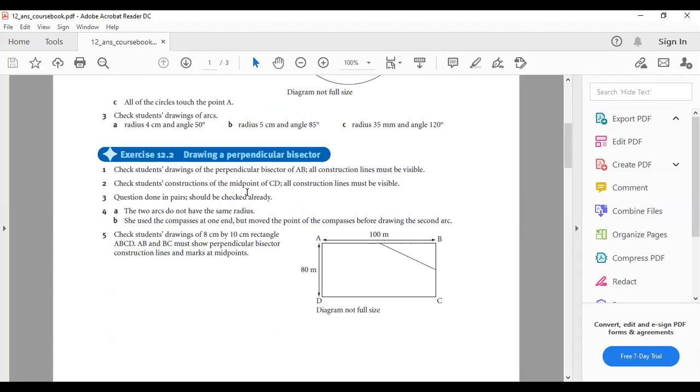Okay, question 1 and 2, and question 3 as well, you need to do it yourself, as we will do it in the class. So I hope you understand this.